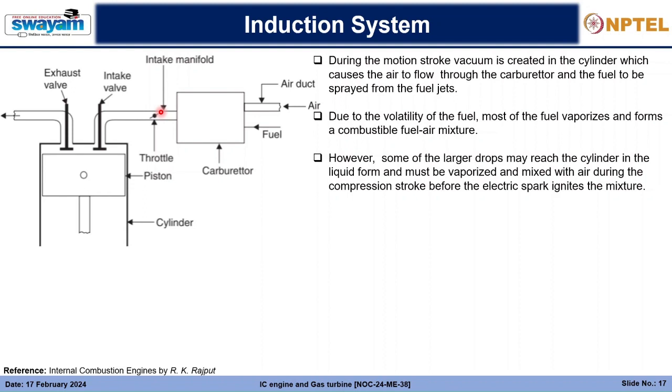Only then can we ignite the fuel-air mixture. In order to do that, the temperature and pressure conditions inside the cylinder are very high, right? It is high temperature, high pressure. In that condition, the larger drops, although liquid, automatically vaporize because of the high volatility of the fluid. And that high volatility is actually needed in this kind of engine.